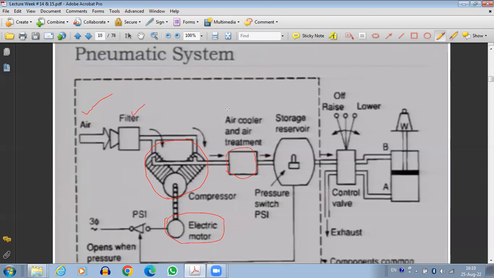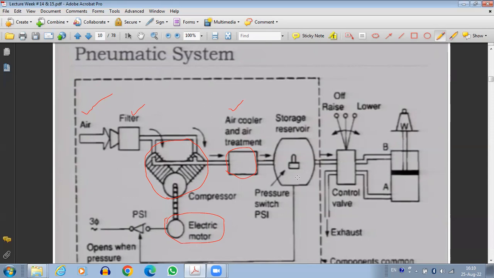So by doing the air cooling, we are actually condensing whatever moisture is there in the air and making it dry air. So that's why a little air treatment is needed after the compression as well. Then once the water is removed, we put this dry pressurized air into a storage reservoir.